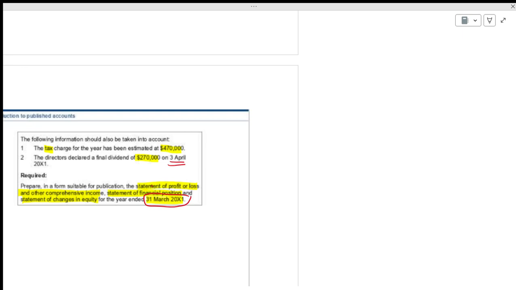See, this is where they will test our understanding, whether you are following or not. This is the only thing that makes the difference in the students. Dividends have been paid after the year. When we are preparing the financial statements, this is called the reporting date. And they have been paid after the reporting date.